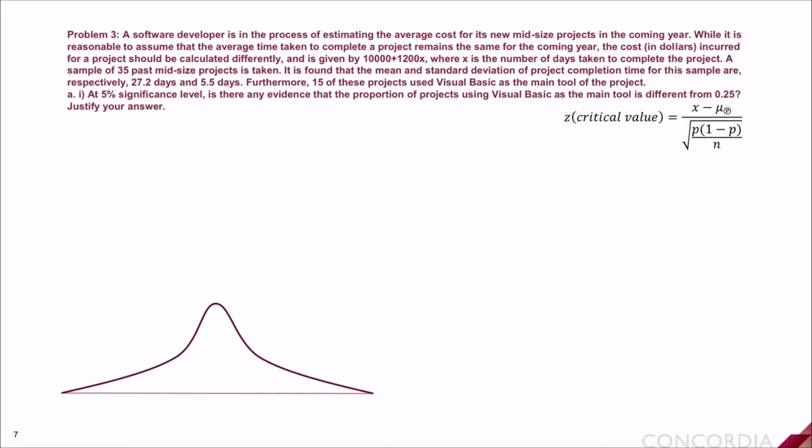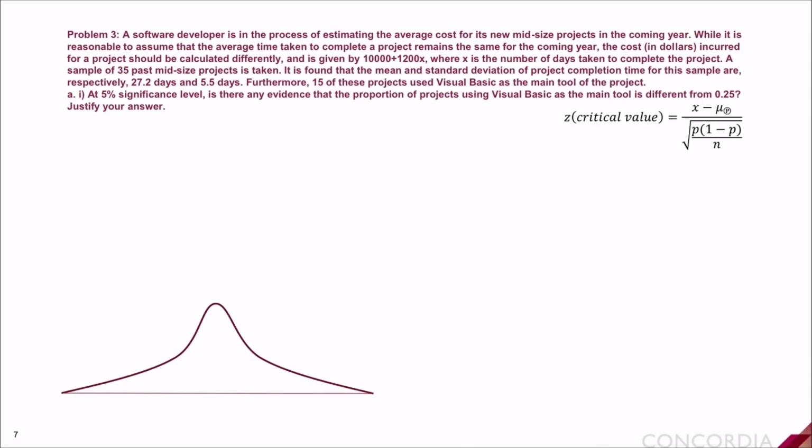A sample of 35 past mid-sized projects is taken. It is found that the mean and standard deviation of the project completion time for this sample are, respectively, 27.2 days and 5.5 days. Furthermore, 15 of these projects used Visual Basic as the main tool for the project. At a 5% significance level, is there any evidence that the proportion of the projects using Visual Basic as the main tool is different from 0.25?